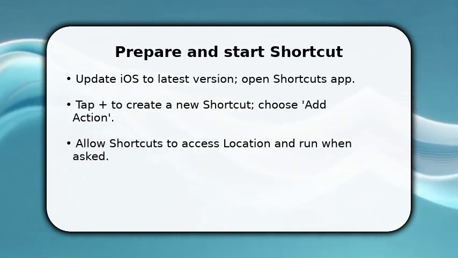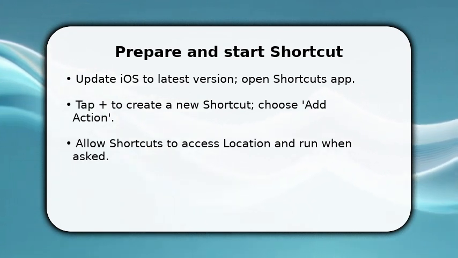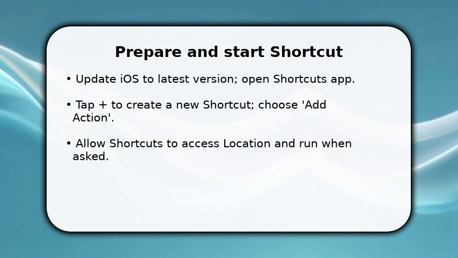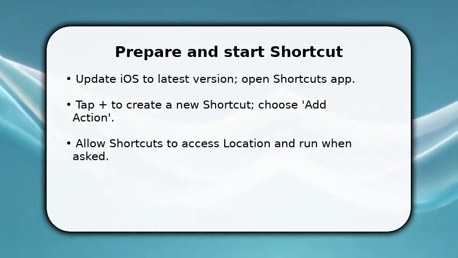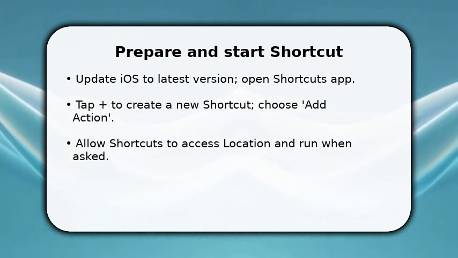Search for and add the action Ask for Input, set it to text, and label it Destination. This gives you a place to type or paste addresses. Once done, the shortcut will accept an address and pass it to the Maps action in the next step.